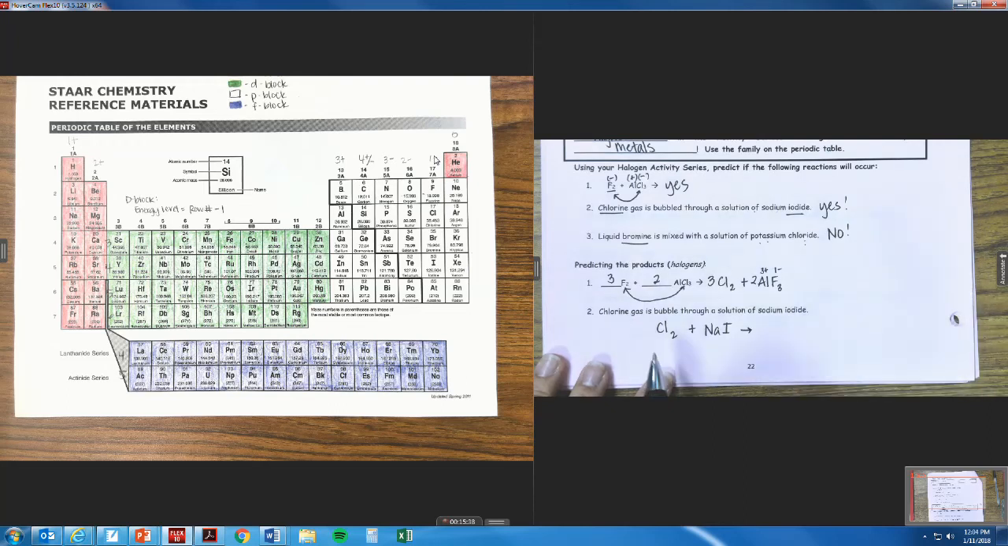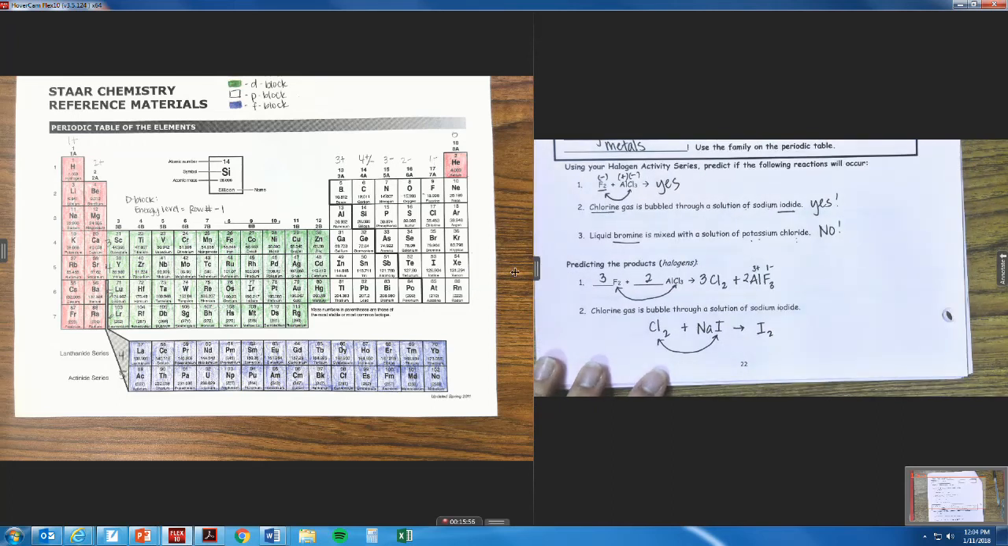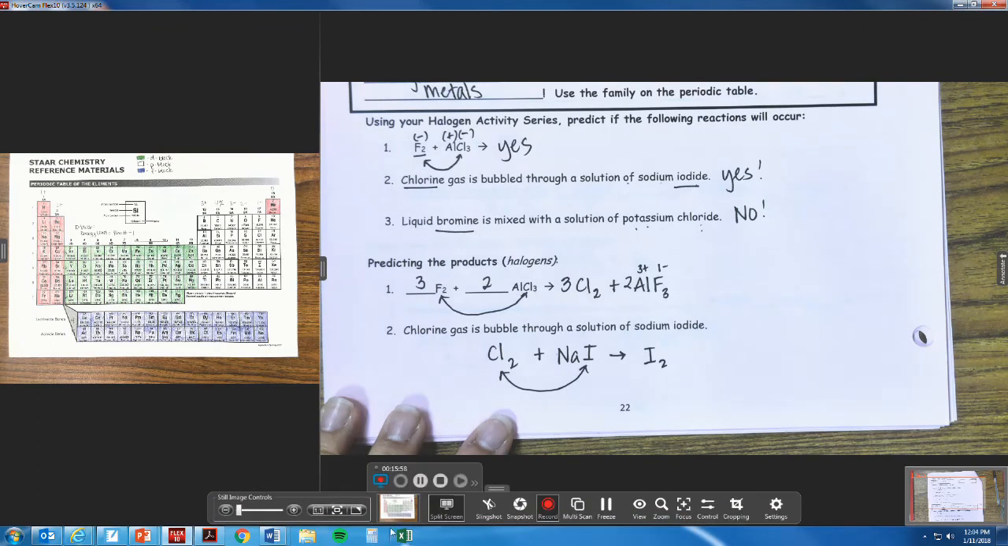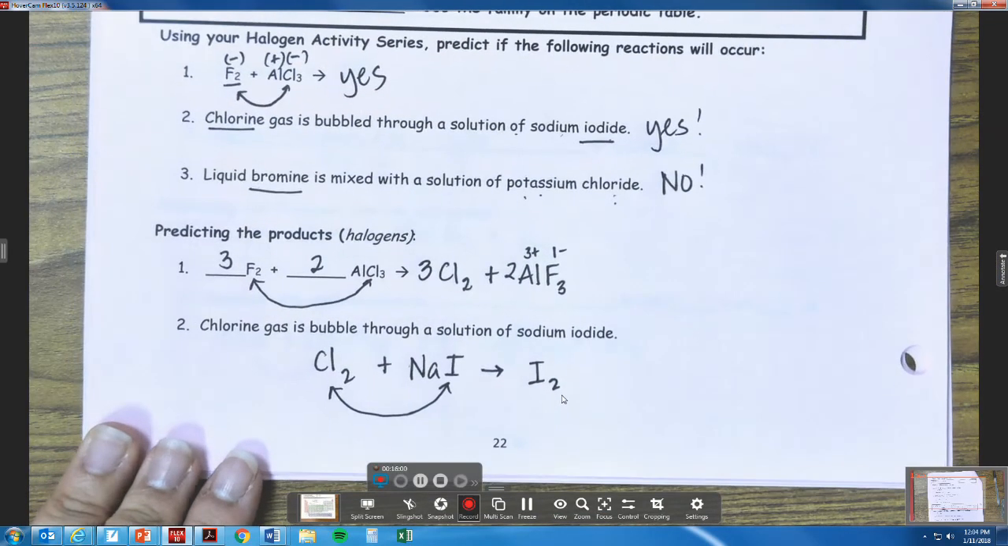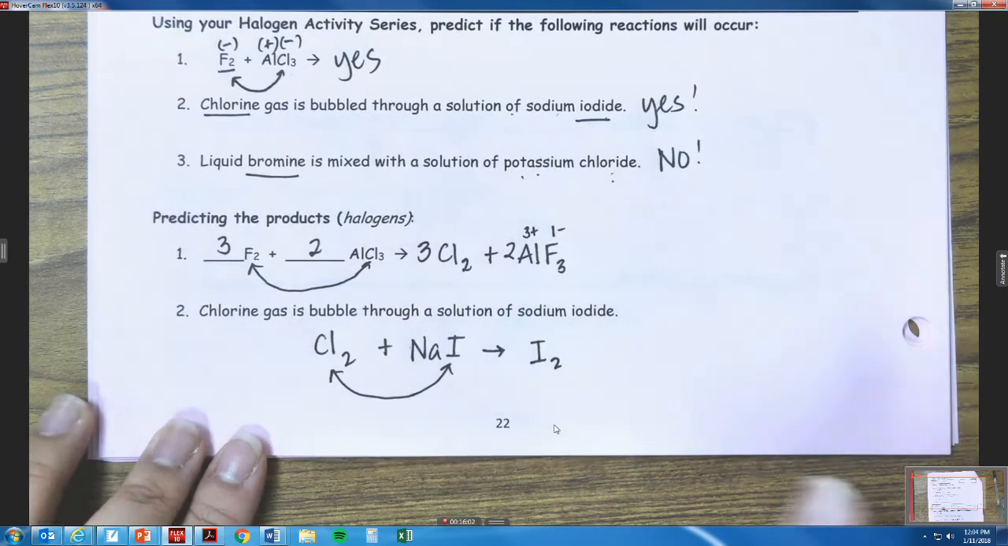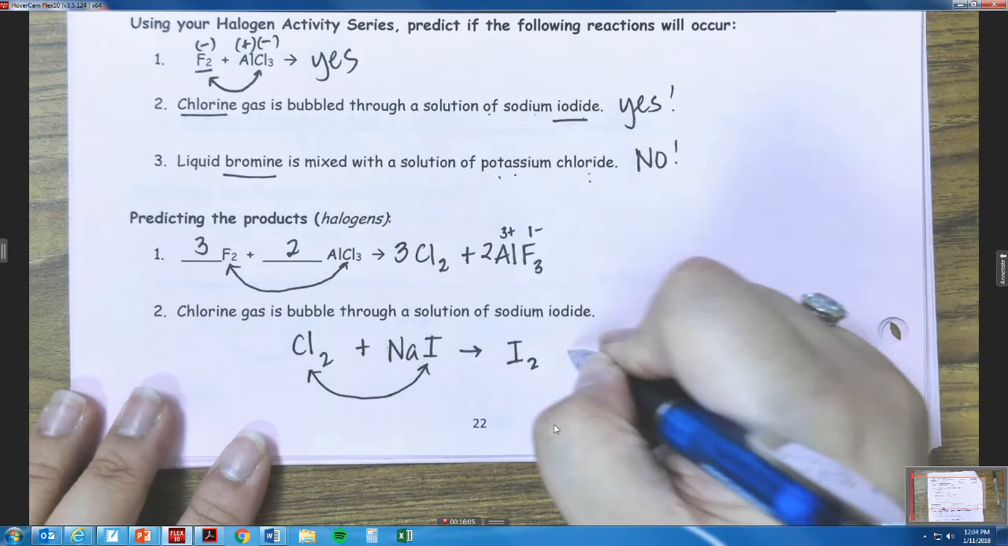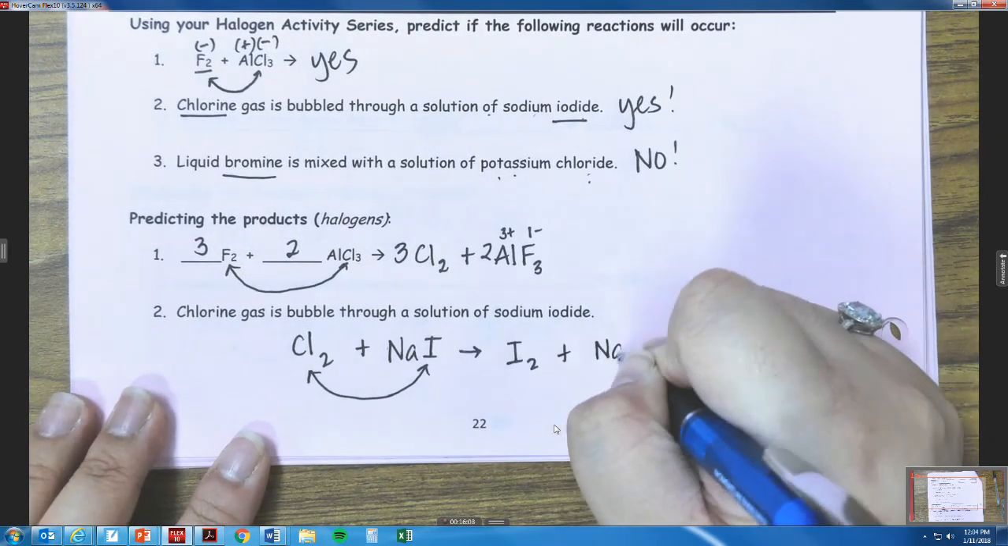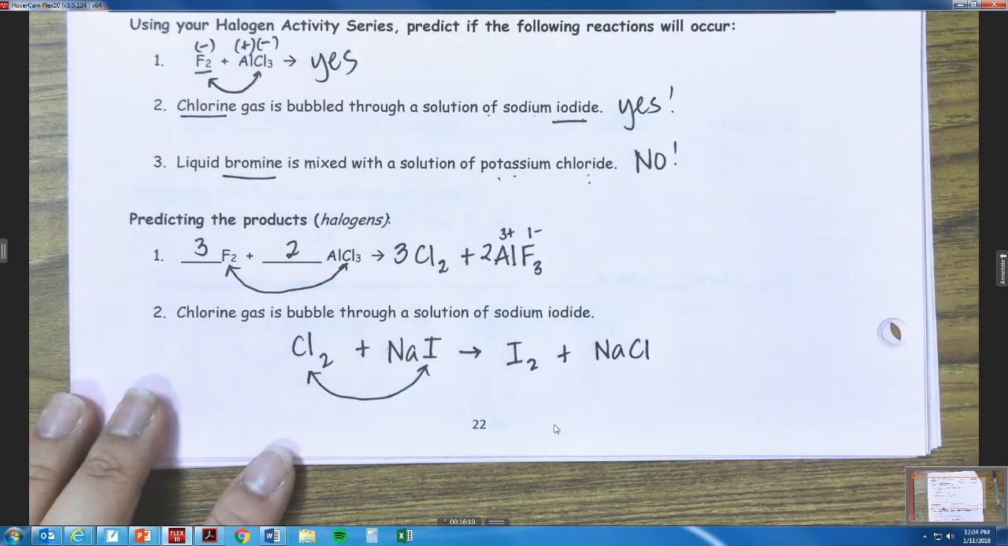So remember, chlorine is a halogen, so it's going to switch places with iodine. Okay, so now what's going to be the atom that's all by itself? Iodine is going to be the one that's all by itself. And iodine is a diatomic, so we are going to need a subscript of 2. Okay, and then our compound is therefore going to be sodium and chlorine.